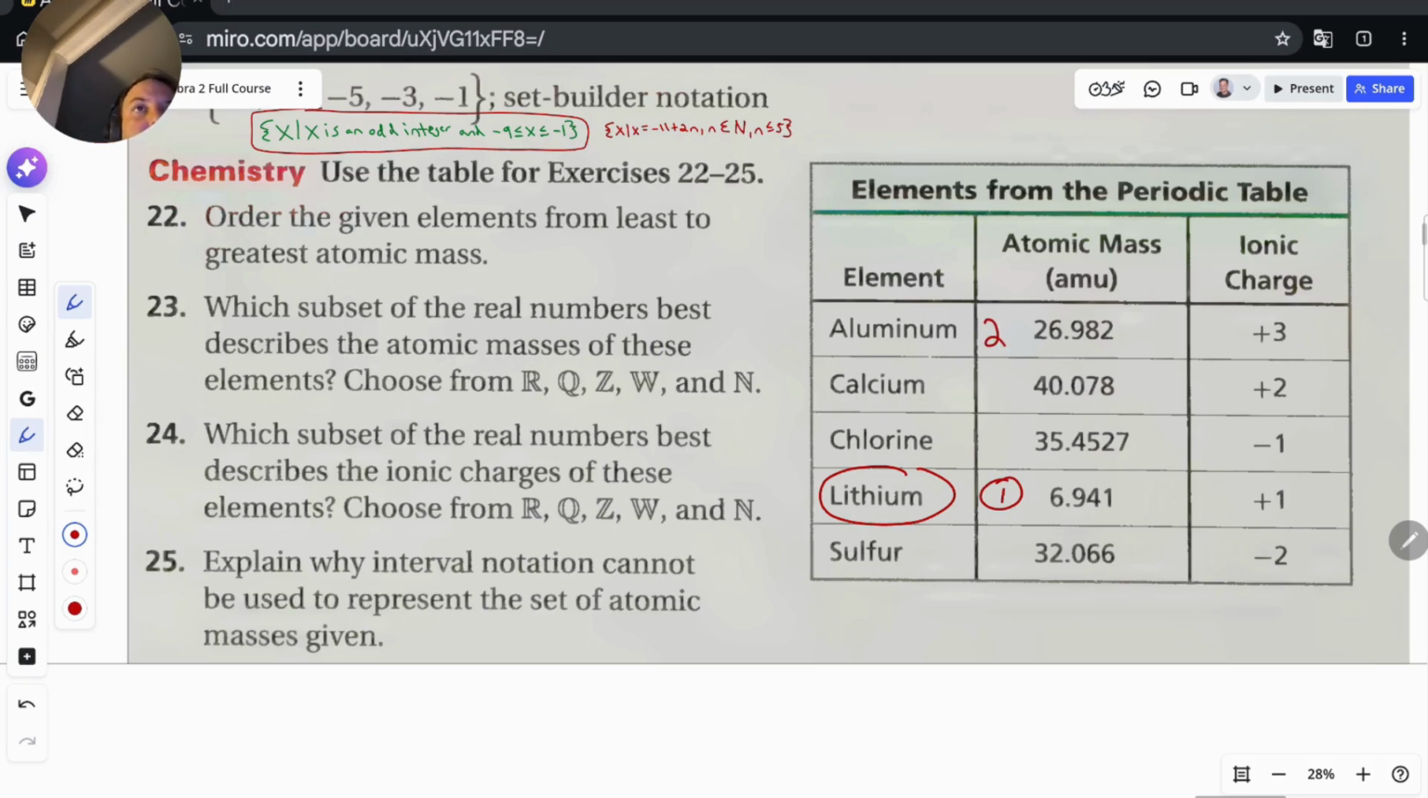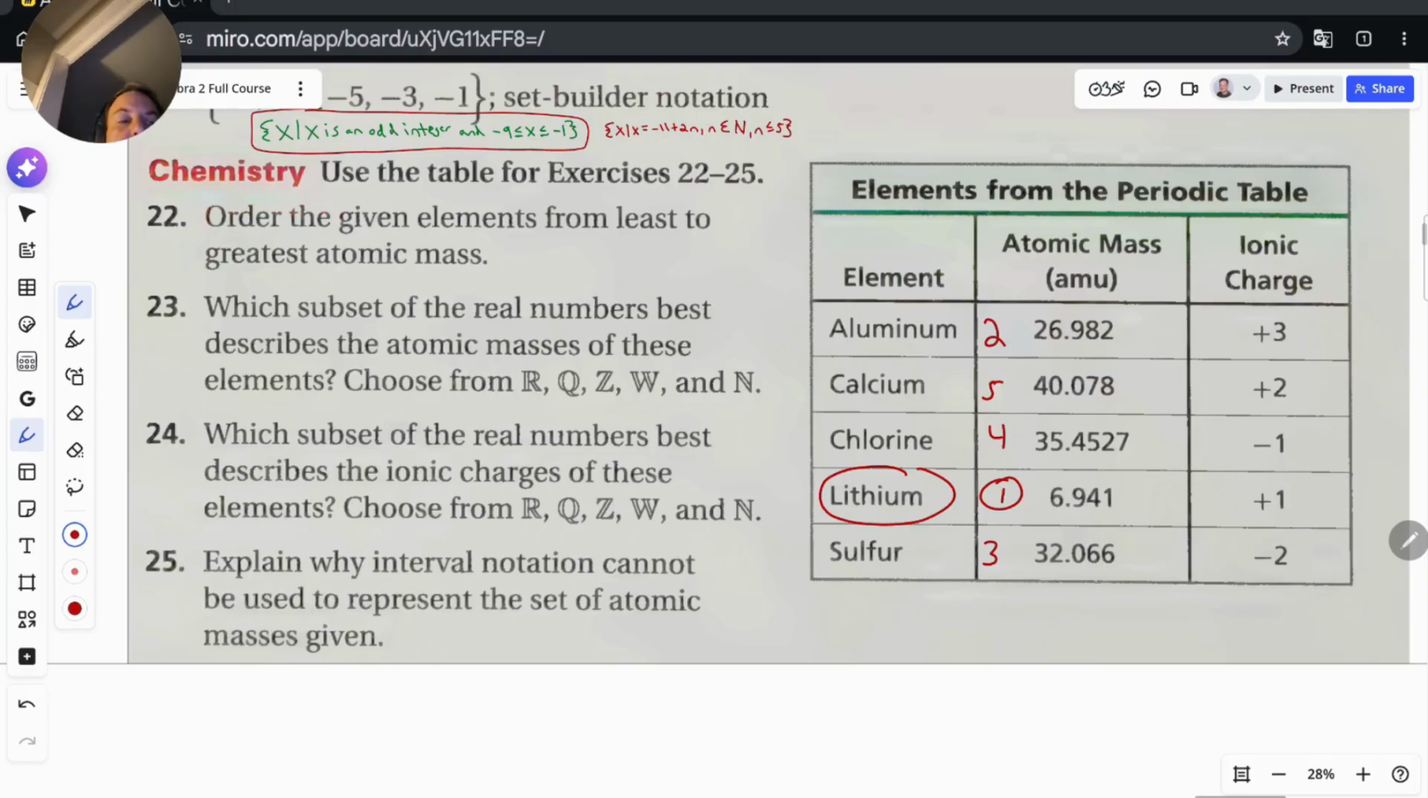Now we have aluminum will be next at 26.982. And then sulfur will take number 3 at 32.066, and then chlorine will take the number 4 spot at 35.4527, and finally number 5, calcium, at 40.078.